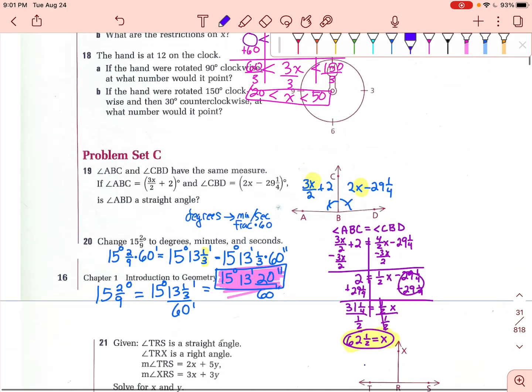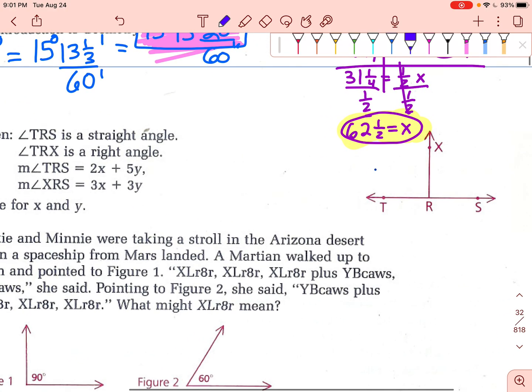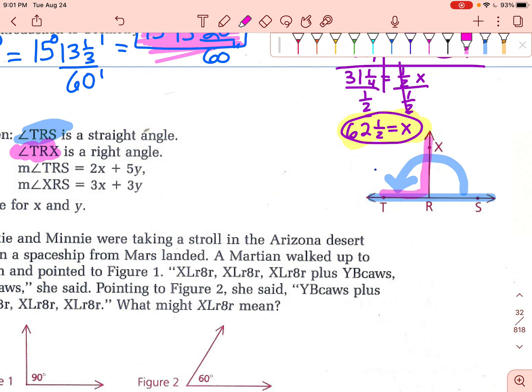And the last problem is 21 that I was asked for. So it says that angle TRS is a straight angle, and so what that means is this angle is 180 degrees. So remember, an angle is that movement. So how I get from that ray across to the other ray is 180 degrees. The next thing they tell me is angle TRX, that pink angle, is a right angle. So I'm going to put that little box in there, so that's 90 degrees. If the left side's 90, the right side has to be 90. Okay, because they add up to 180.